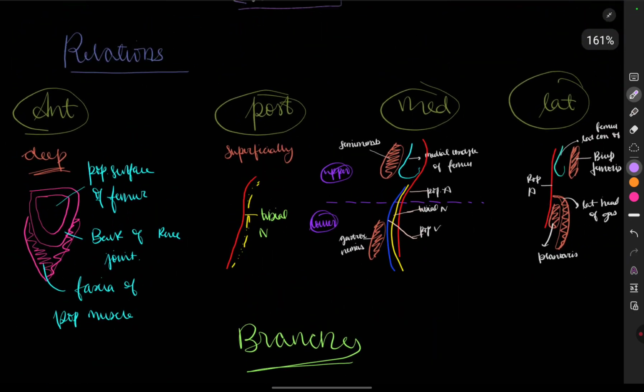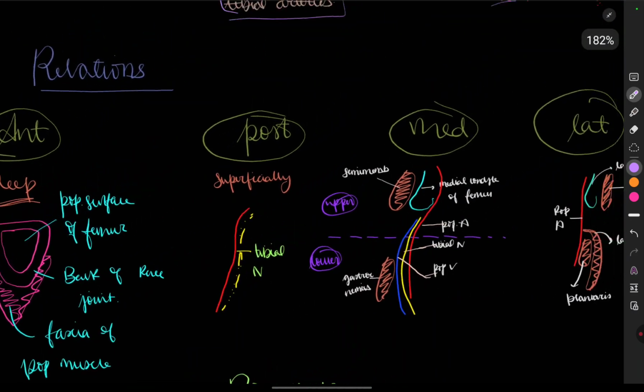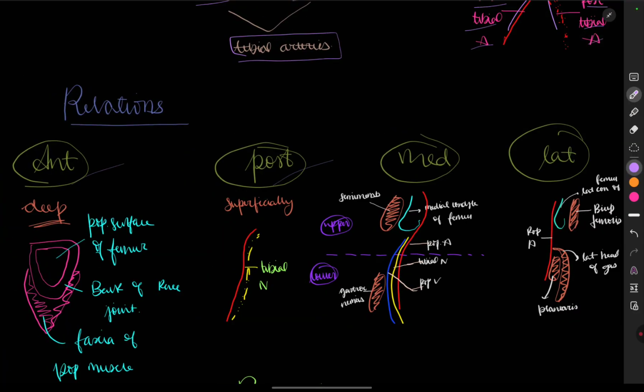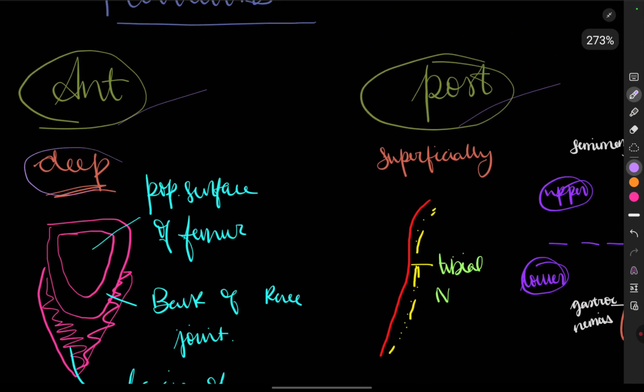Now let us see what are the relations of this artery. The popliteal artery has relations on the anterior side, on the posterior side, on the medial side and on the lateral side. Let us see the anterior side. The anterior side is deep. Remember this, the anterior side is deep and the posterior side is superficial.